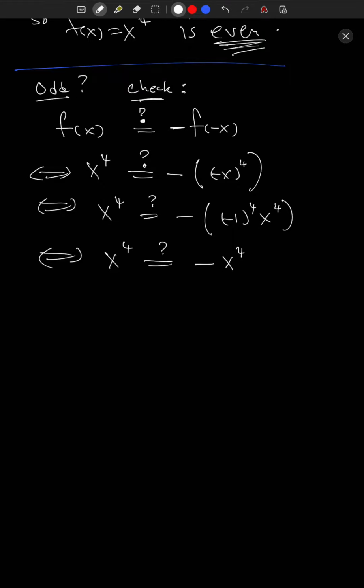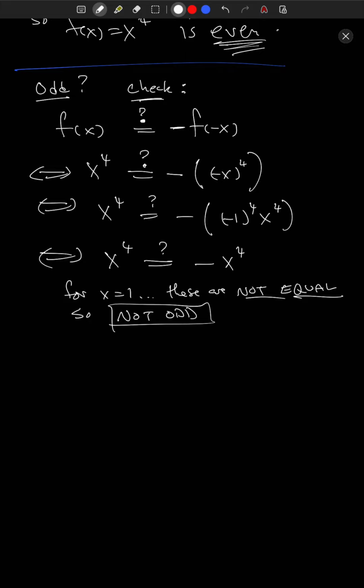So when you suspect something is not even or odd, what you do is you find a point where it fails. And once you found a point where it fails, that means the whole thing fails, right? So here, what I can say is, for x equals 1, these are not equal. Right? So not odd. Okay. Because if you fail at one point, then you completely fail altogether.